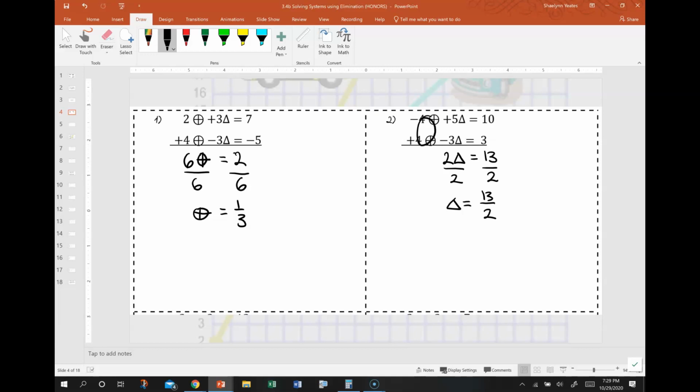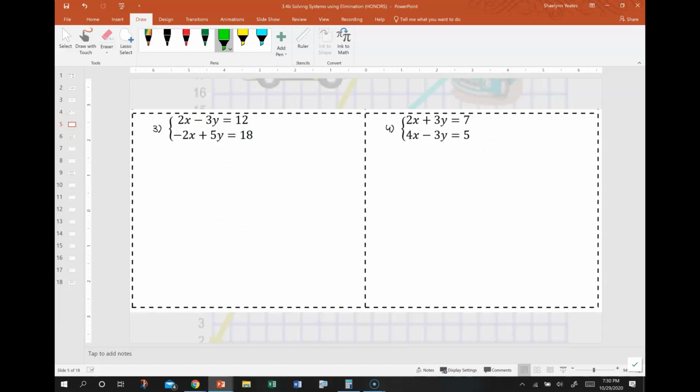Notice that every time, everything is all beautifully lined up. We've got circle things with circle things, triangles with triangles, equal signs with equal signs, and numbers with numbers. This is important. So let's go ahead and try that same method here. And this time we're actually going to solve for both x and y.